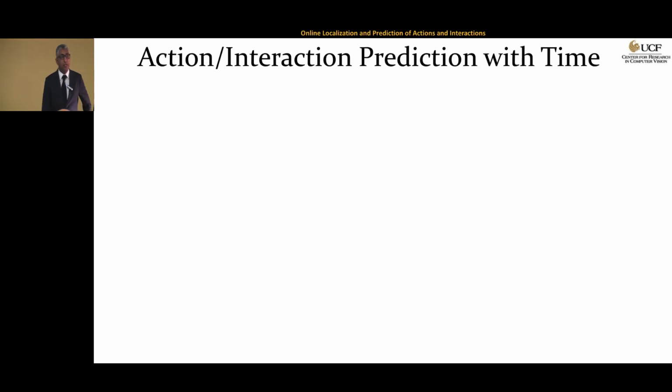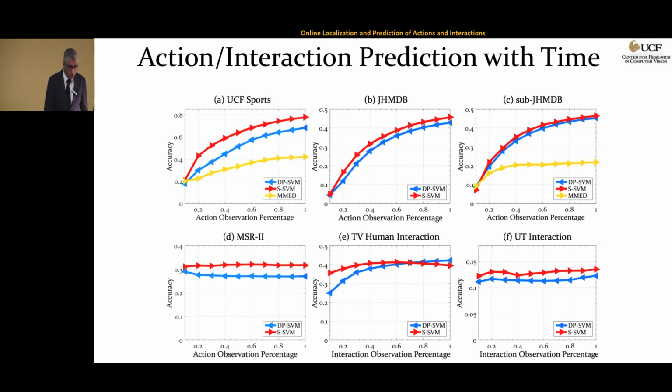Now, moving on, we look at the quantitative analysis. As I mentioned earlier, we want to analyze the prediction of interactions and actions with time. Here we show our results on all these 6 data sets, where we have 2 proposed approaches. We have the results on the binary SEM with dynamic programming shown by the blue curve, and then the structural SEM shown by the red curve.